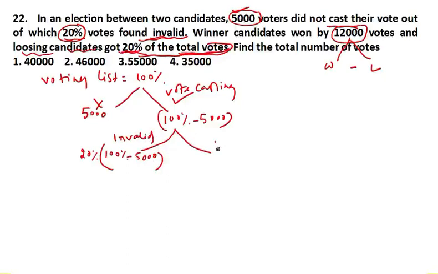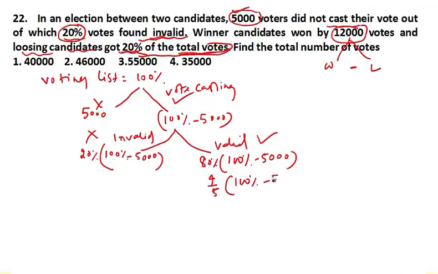So what will be valid? This minus here 100 and here 20, so it is going to be 80%. Okay, 80% of 100% minus 5,000. Now this is going to be our valid vote. We know that 80% is how much? It is 4 by 5.